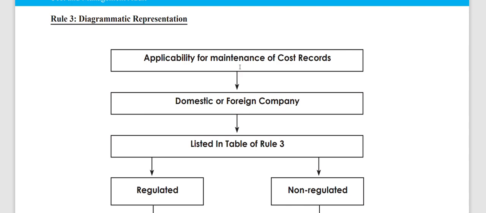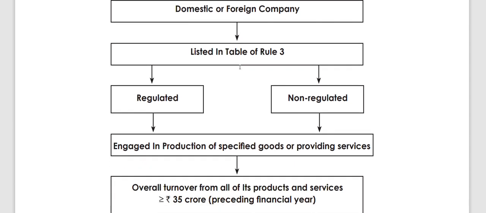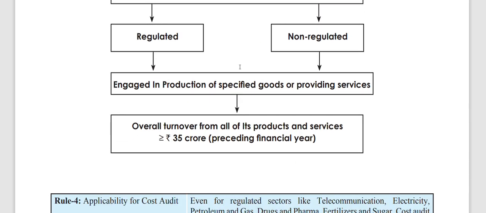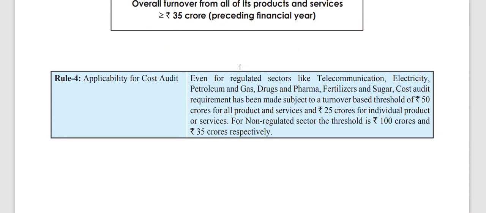Applicability of maintenance of cost records for domestic companies or foreign companies listed under the table of Rule 3 is divided into two things: one is regulated and the other is non-regulated. Whether regulated or non-regulated, if it is engaged in production of specific goods or providing services, and the company's overall turnover from all of its products or services is greater than or equal to 35 crore in the preceding financial year, then cost audit is applicable.